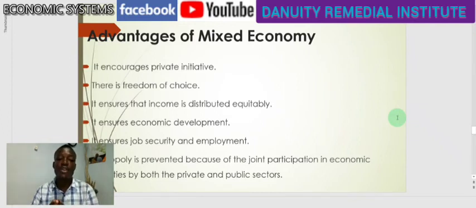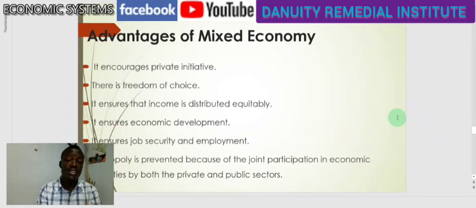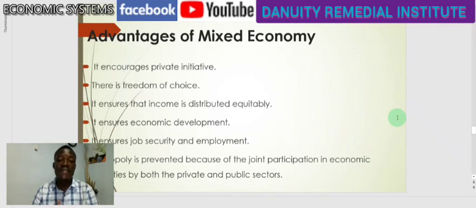Monopoly is prevented because of joint participation in the economic activity by both private and public. So there is no monopoly here because we don't have a single producer or a single manufacturer of goods. The public state is producing, and then the private individuals are also producing. So we don't have a monopoly. We rather have a healthy competition where the public can look at what the private is doing. The private can also look at what the public is doing. There is a healthy competition on what is produced.